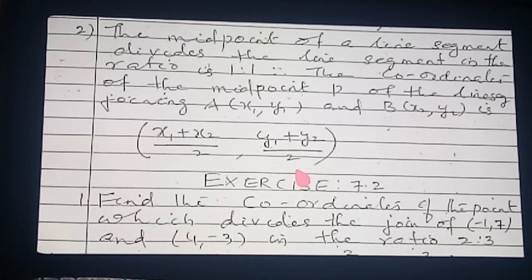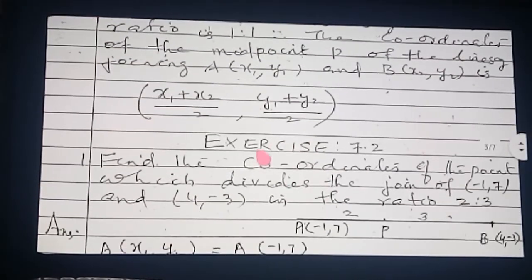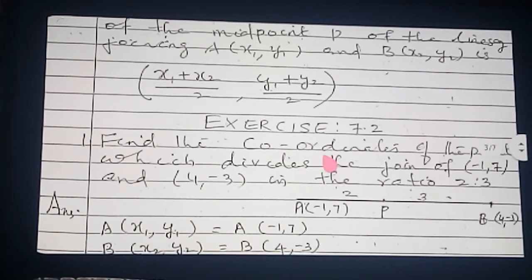Exercise 7.2. First question, listen. These are all very, very simple questions and simple applications. Find the coordinates of the point which divides the join of (-1, 7) and (4, -3) in the ratio 2:3. Very clear now. In this way, you can give any name to the points.